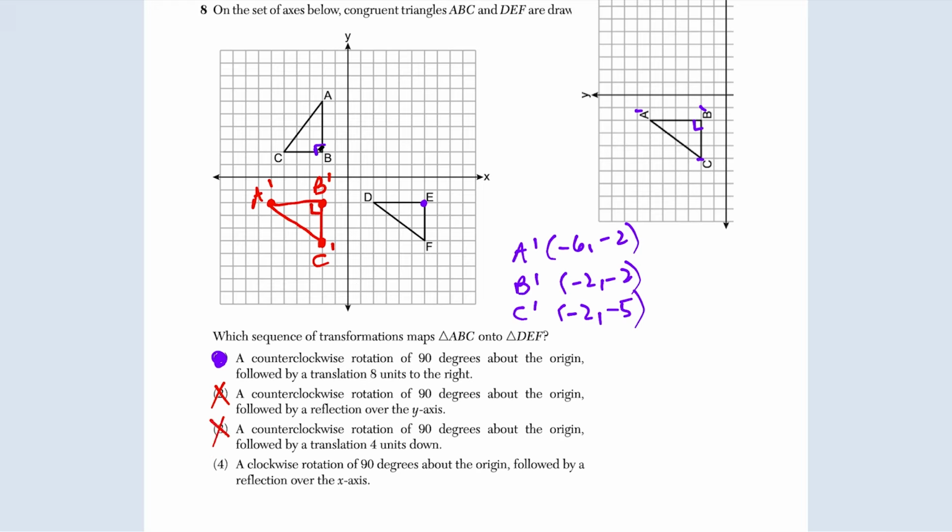And now this answer choice is no good, because if we were to rotate 90 degrees clockwise, we start at -2, 2 for the right angle, and we would be at 2, 2. And then if we reflect this over the x-axis, this would map the right angle onto angle D here, which is not a right angle. So that's how I know choice 4 is out.